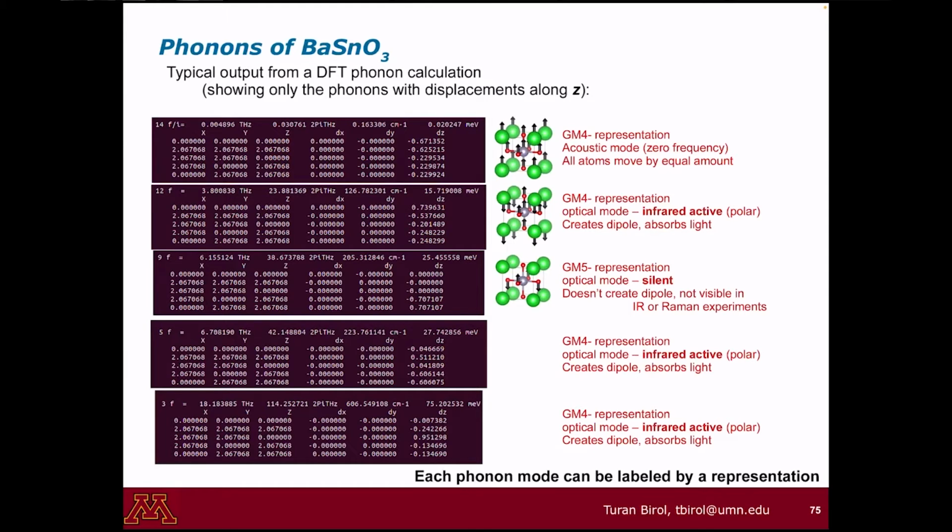Similarly, there are other selection rules that determine whether, for example, you can see a phonon mode in Raman spectroscopy. And it turns out that this gamma 5 minus mode, the one where these oxygens are moving against each other, is a silent mode. Silent means that you cannot see it in infrared absorption, and you cannot see it in Raman scattering, which means that you have extremely limited experimental tools if you want to detect this gamma 5 minus mode.